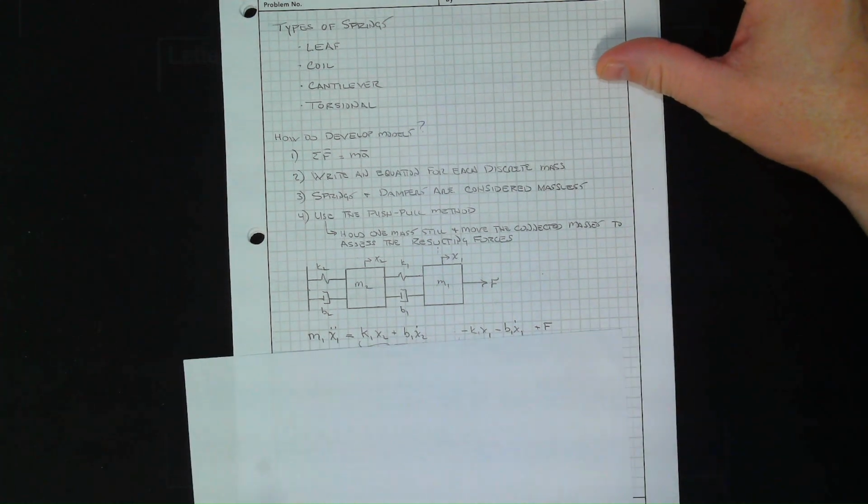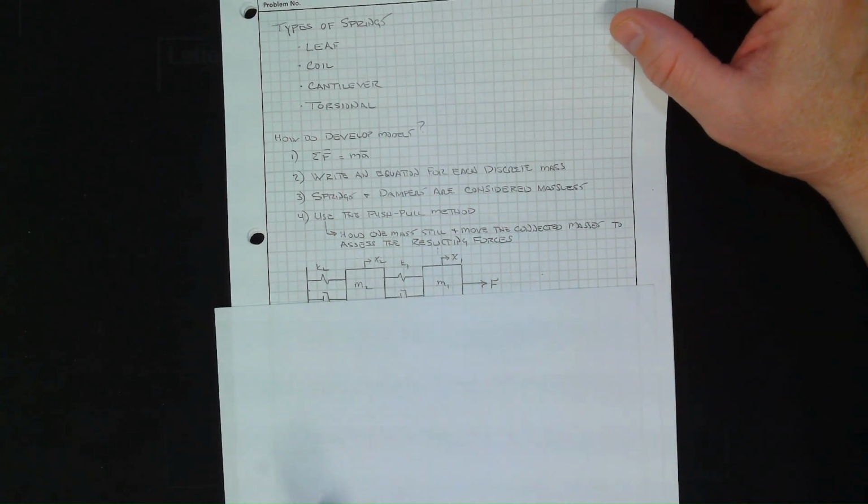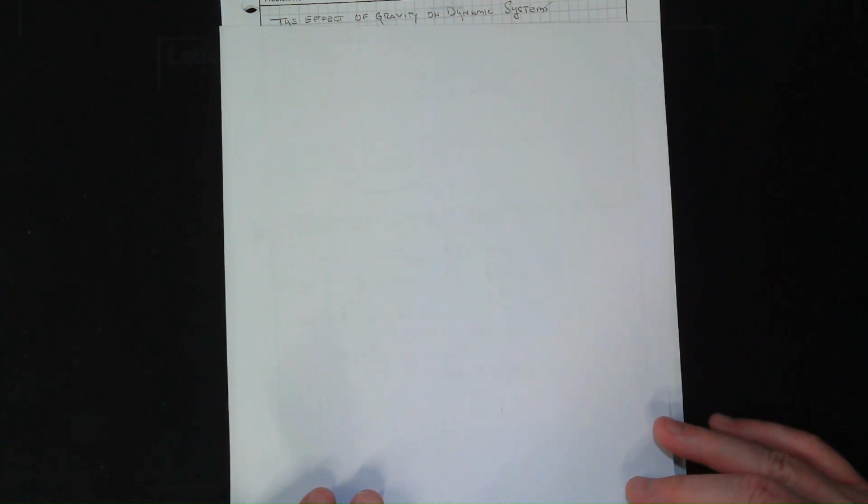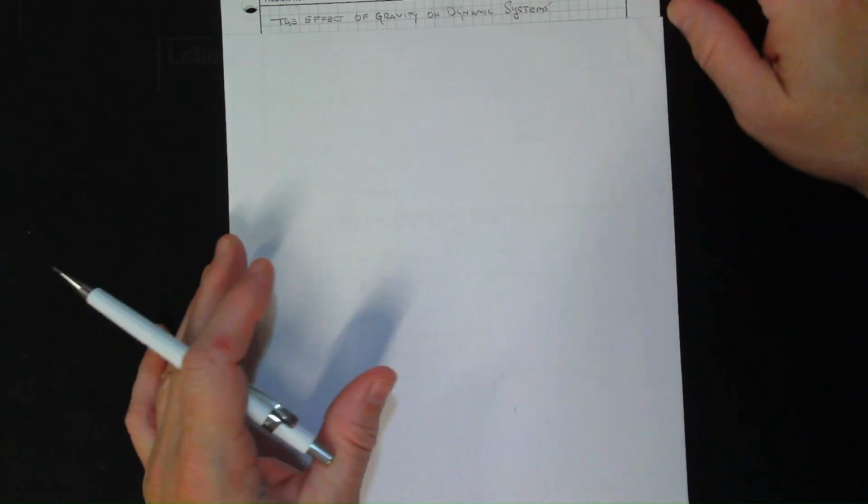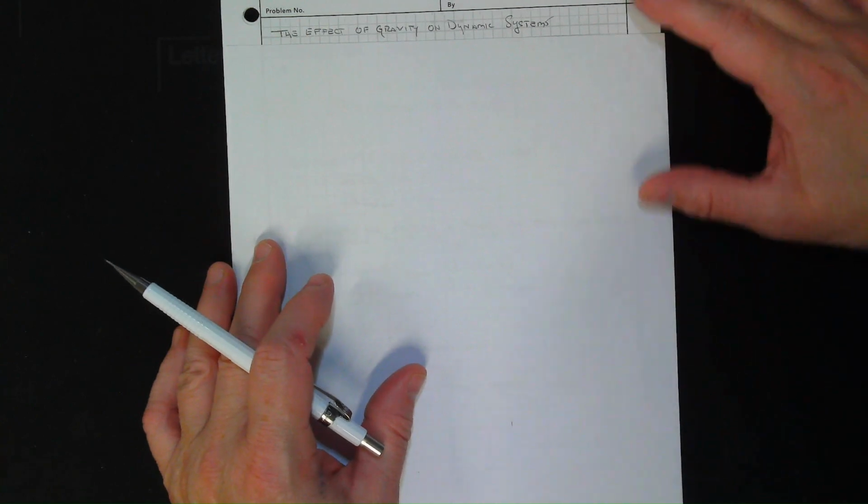We have one other thing we have to deal with a little bit, and that's the effect of gravity and how we're going to handle that. And we have a choice. So let's start setting that up. Here we have a mass spring damper system.